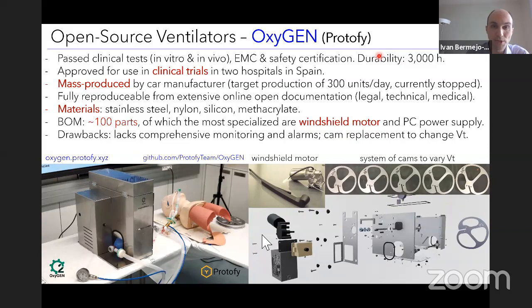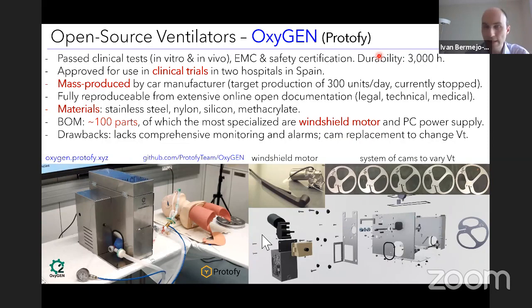Probably the most critical part is the windshield motor. So they have reconverted a windshield motor inside this box to actuate the ambu bag that you have here in the video. And then a couple of drawbacks of this design is the lack of comprehensive monitoring and alarm system. And then the replacement of the cam here that you have on the right. The cam is going to change the volume that you can push to the patient's lungs. So if you want to change that setting for the different patient conditions, you have to manually change the cam inside this box. And that is less beneficial. So ideally, you want to have an automatic way of changing the settings without having to do any manual intervention.